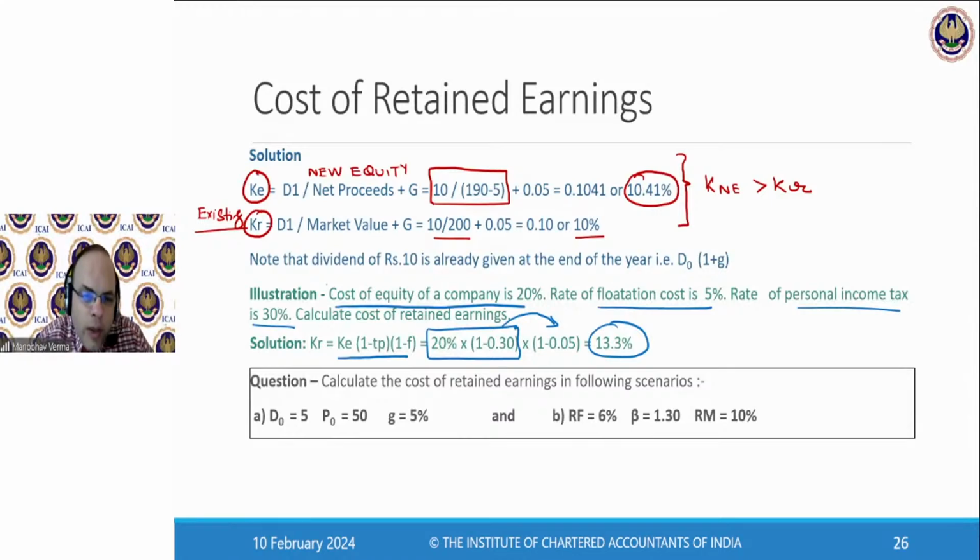Okay, so a quick question for everyone, guys. Can you see that question at the bottom of the current slide? Cost of retained earnings in two scenarios, A and B. So the question is open for everyone. We are talking about the question at the bottom here, and you guys are supposed to give your answer prefixing the sub question number, whether you are answering for A or B.